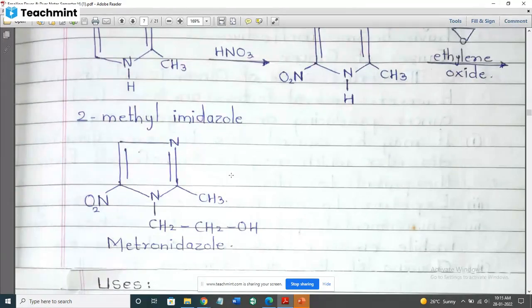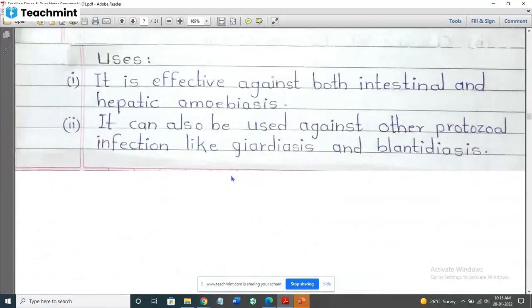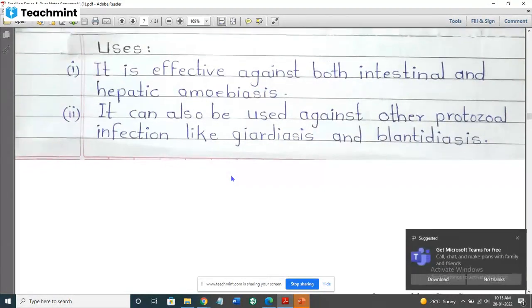The metronidazole structure is also important. It has some side effects also: abdominal pain, anorexia, metallic taste. These side effects are associated with metronidazole. Again, it is effective against both intestinal and hepatic amoebiasis. It can also be used against other protozoan infections like giardiasis and balantidiasis.